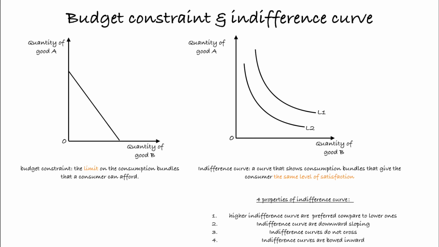Indifference curves have four properties. First, higher indifference curves are preferred compared to lower ones. Second, indifference curves are downward sloping. Third, indifference curves do not cross. Fourth, indifference curves are bowed inwards.